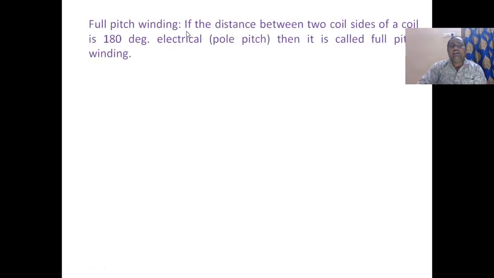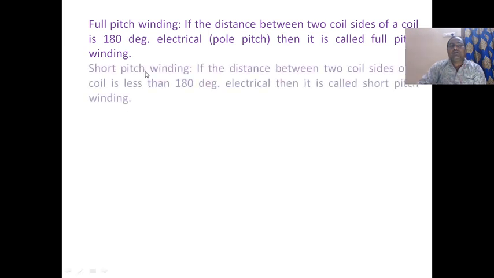Full pitch winding: if the distance between two coil sides of a coil is 180 degrees electrical, the pole pitch, then it is called full pitch winding. Short pitch winding: if the distance between two coil sides of a coil is less than 180 degrees electrical, then it is called short pitch winding.